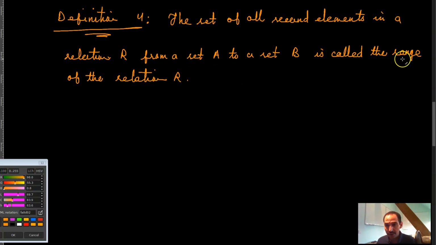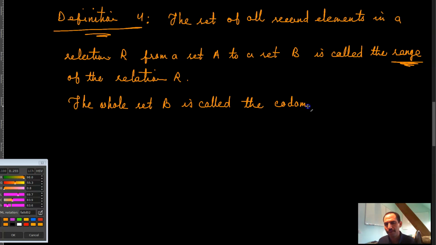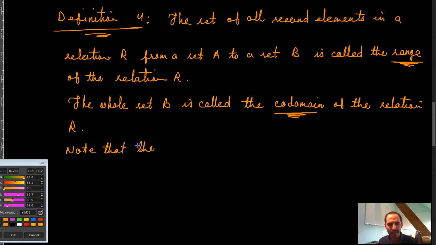And so that is about the range. And the whole set B is called the codomain of the relation R. And note that the range is a subset of the codomain.